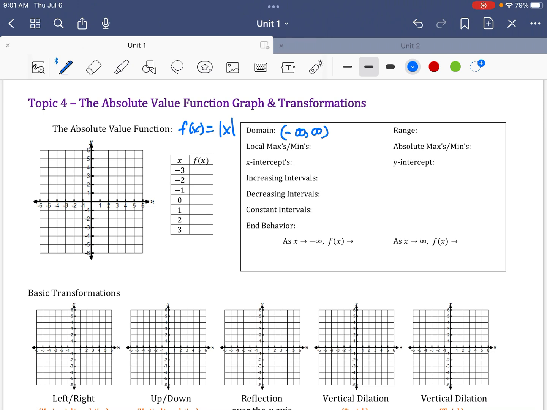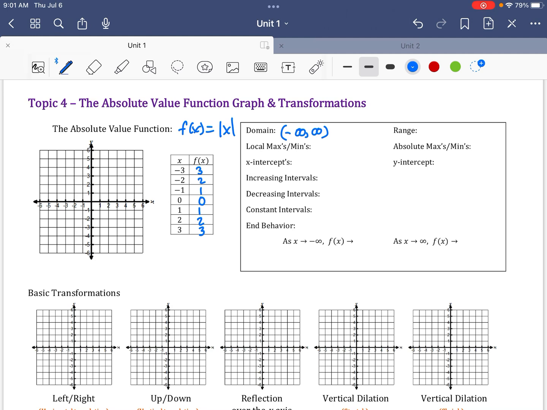So if you do the absolute value of -3, you get 3. Absolute value of -2, you get 2. Here you get 1. Absolute value of 0 is 0. And then 1, 2, and 3. So basically, absolute value turns your item inside positive, or turns 0 into 0.